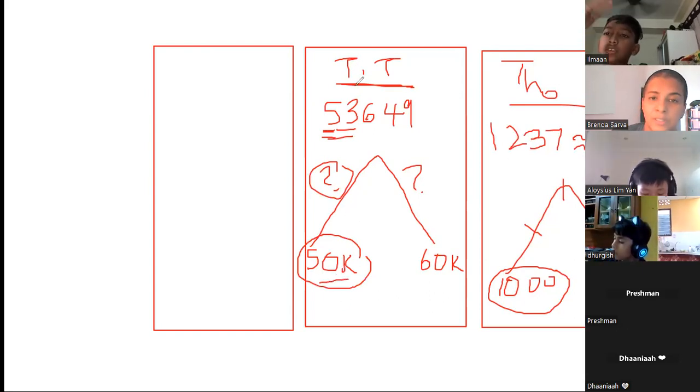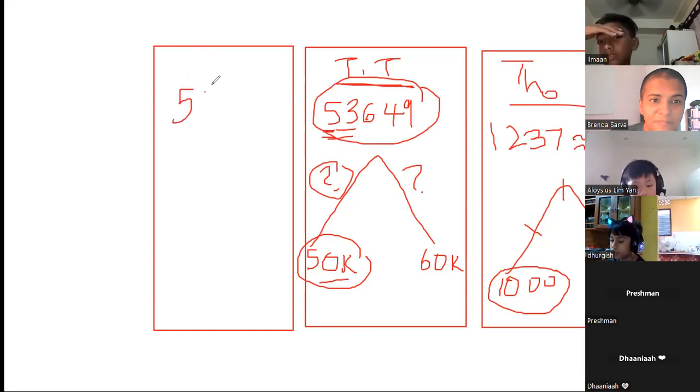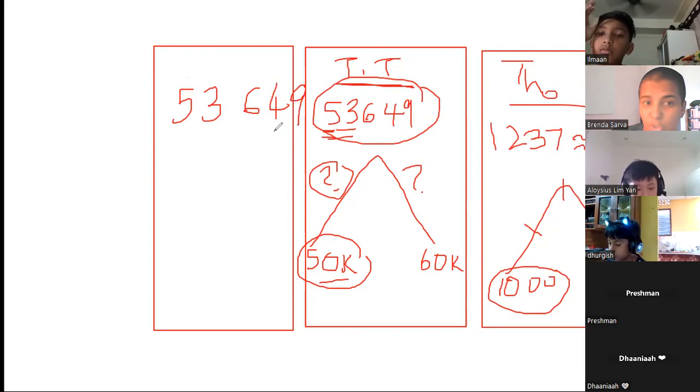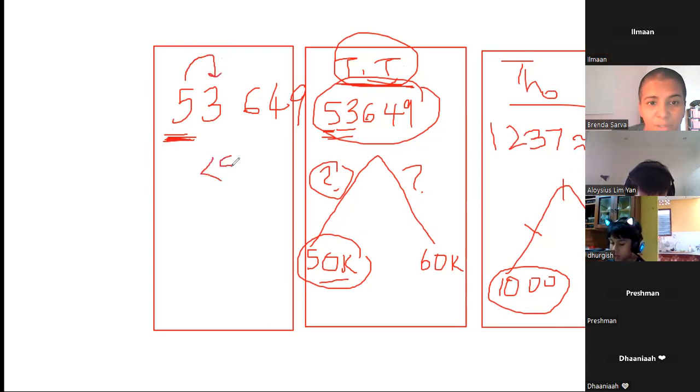Now I know in school, most of your teachers will teach you the other method. That is, if I have 53,649, the quick method, the shortcut method, to round off to the nearest 10,000: first look at the number and underline it. Draw an arrow to the next house beside. If it's less than 5, make everything 0.